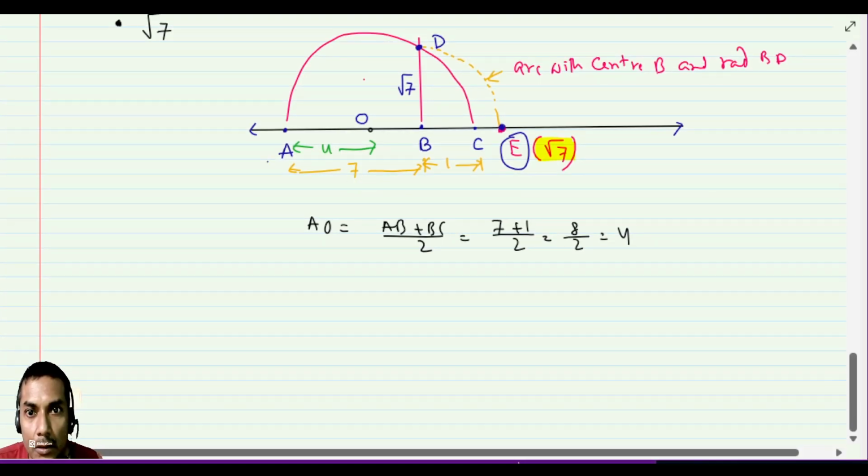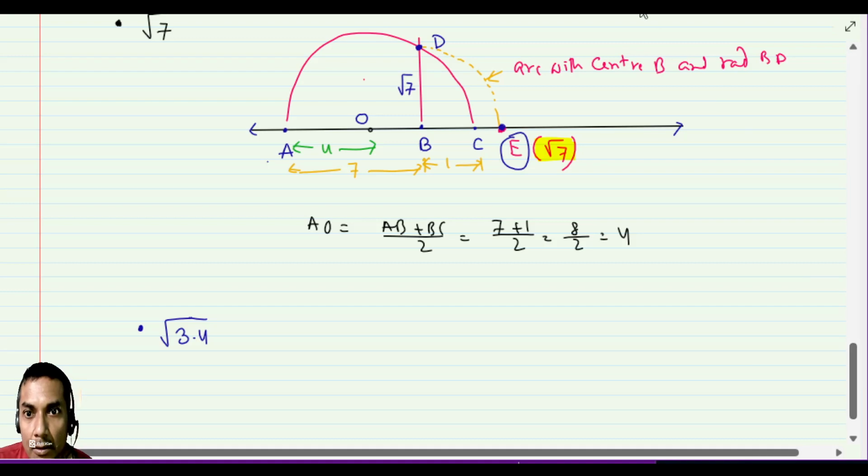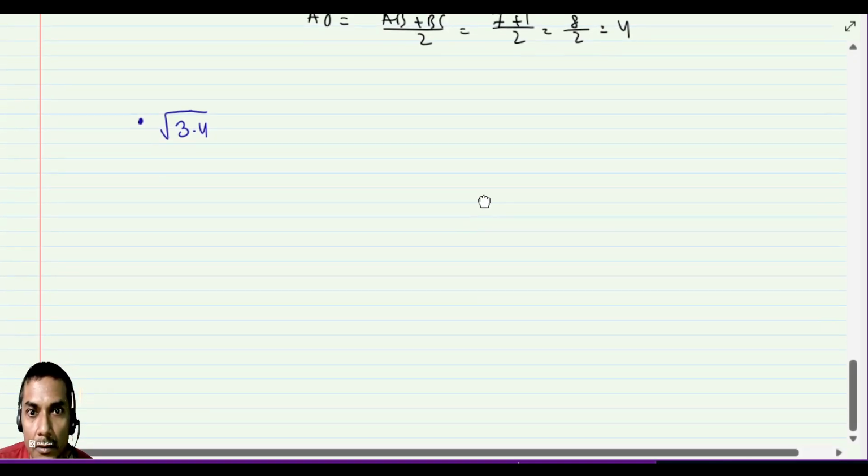Root 3.4. How can you represent it on this number line? By applying the above method, we can easily find out. How? First we draw a number line.